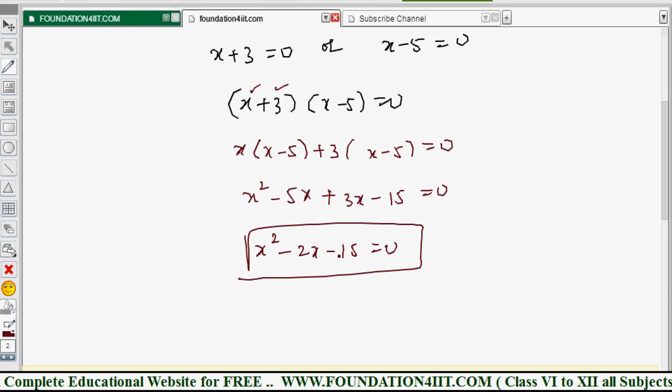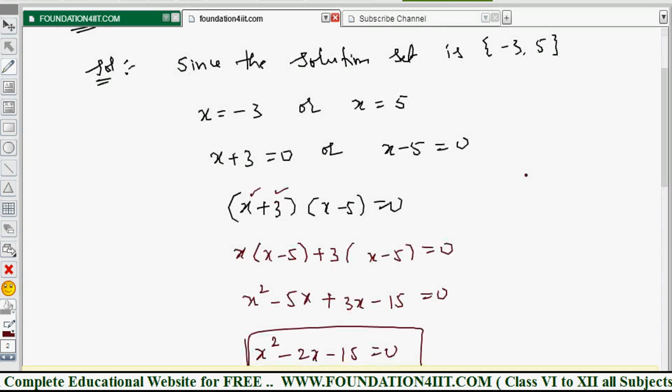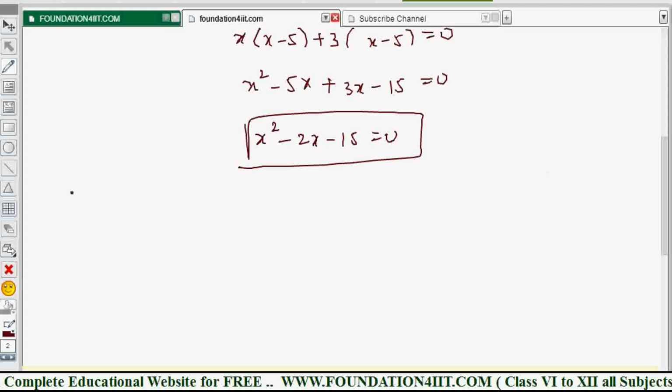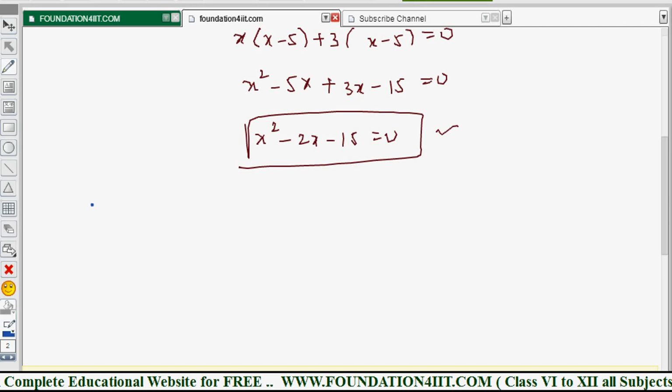Right. Now this is a quadratic equation, x square minus 2x minus 15 is equal to 0. If you solve, you'll get minus 3 comma 5 as the solution set. Okay, I'll show one shortcut trick for this. So actually you can do it in this way. If you want to know the direct answer also, let me show one. So here alpha comma beta are the roots.